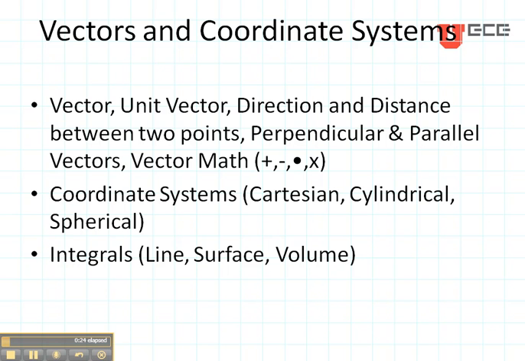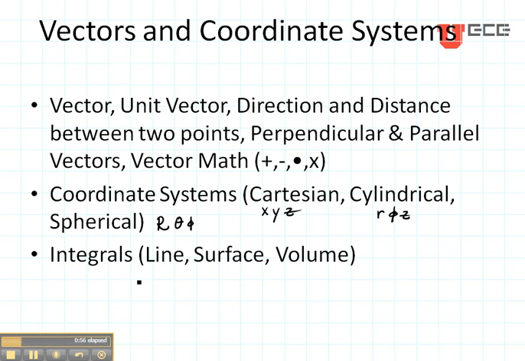We also learned about 3 coordinate systems, the Cartesian or rectangular, the cylindrical, and the spherical, and in all 3 of these cases we learned what their different variables were. So for instance, for Cartesian it's x, y, and z. For cylindrical it's r, phi, and z, and for spherical it's r, theta, and phi. We also learned what the different dl, ds, and dv terms represent.